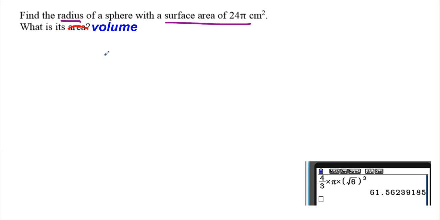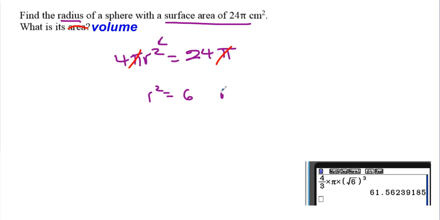First thing you want to do is write down your formula. So 4 pi r squared is equal to 24 pi. And you're going to solve for r. That means you're going to get rid of the pi. You could get rid of that right off the bat. You have 1 on each side. You're going to divide by 4. Well, 4 in the 24 is nothing more than 6. So you're going to have r squared is equal to 6. So r is equal to the square root of 6.